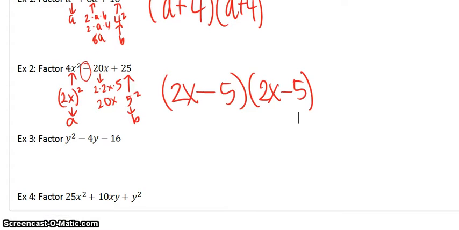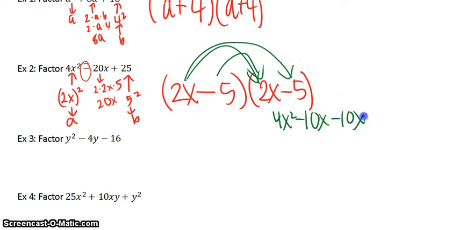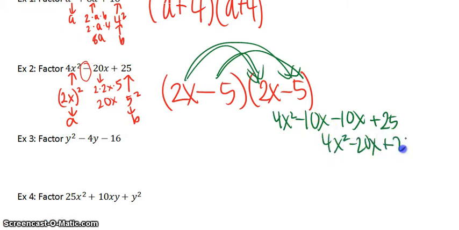Okay, and you can always double check. Let me show you. If you want to double check, you can always FOIL it out. So 2x times 2x is 4x squared. Negative 5 times 2x is negative 10x. 2x times a negative 5 is another negative 10x. And then negative 5 times negative 5 is plus 25. Okay, and that simplifies to 4x squared minus 20x plus 25, which is exactly what we wanted. Look at those Christmas colors. I'm going to go back to blue.